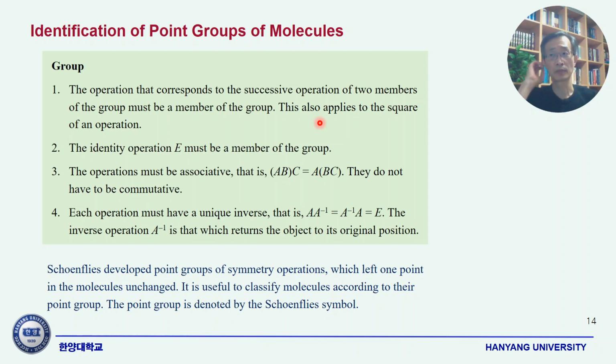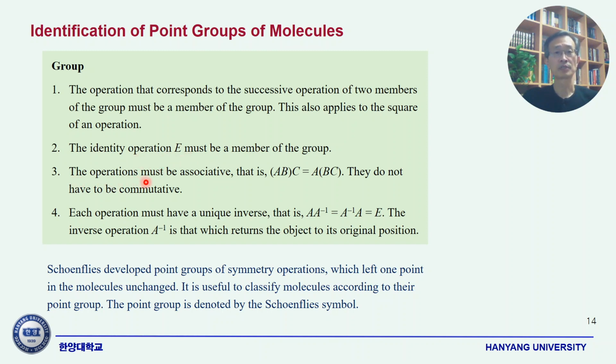This is a kind of relationship among the members of the group. And also there must be an identity operation, E, as a member of the group. So we had E, which was six times the C6 operation. Anyhow, E must be there, the identity operation or identity element.